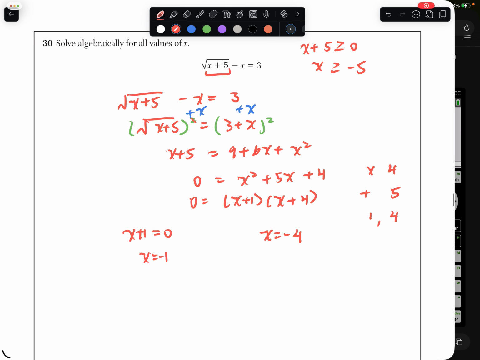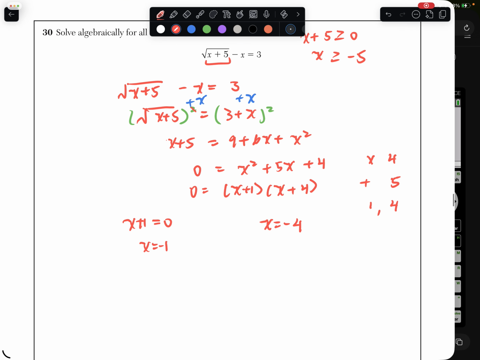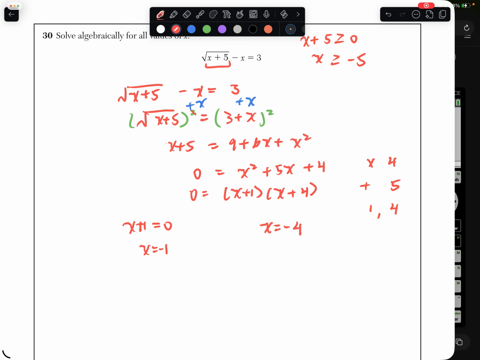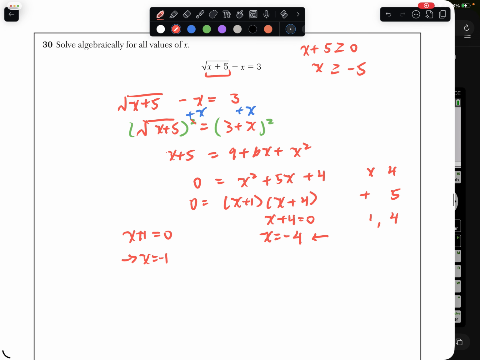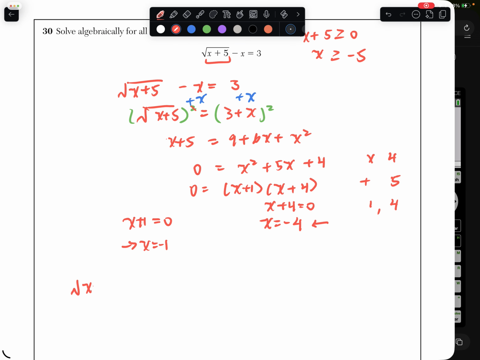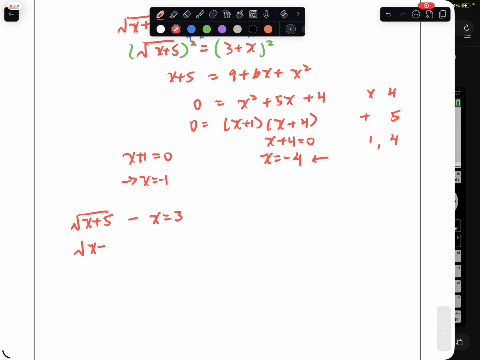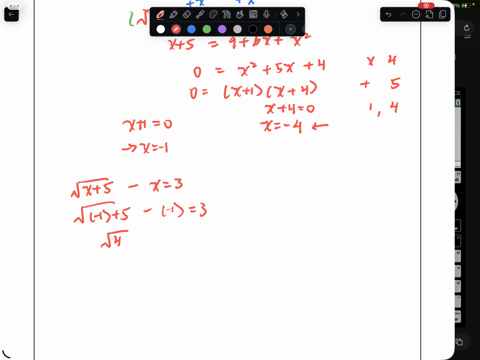Okay, all right. For this, I'm going to plug back in and check. So these are the two x values that I have. I'll plug in to check. So for x is equal to negative 1, we have x plus 5 minus x. Negative 1 plus 5 minus negative 1 is equal to 3. So then this is 4 plus 1 is equal to 3. 2 plus 1 is equal to 3. 3 is equal to 3. And this is indeed true. I'm actually going to put question marks here so that I'm indicating that I'm checking this.